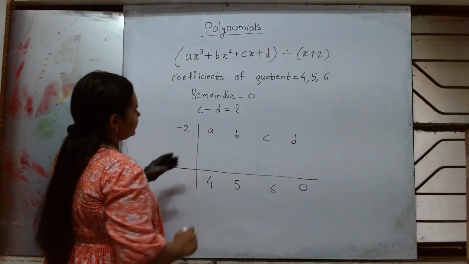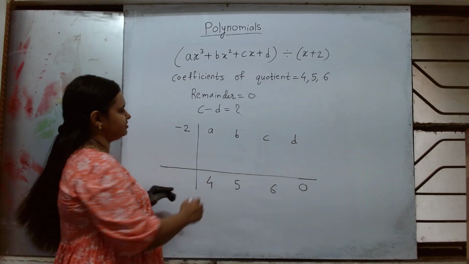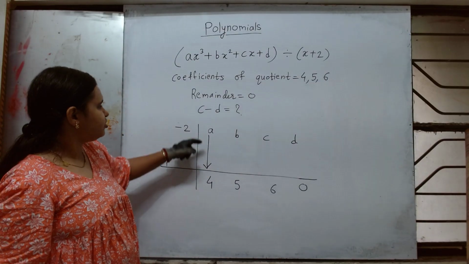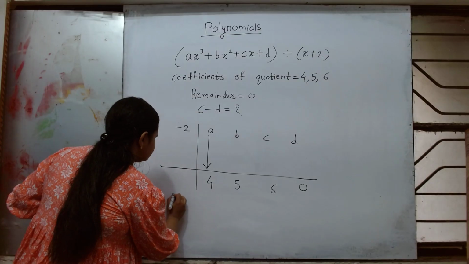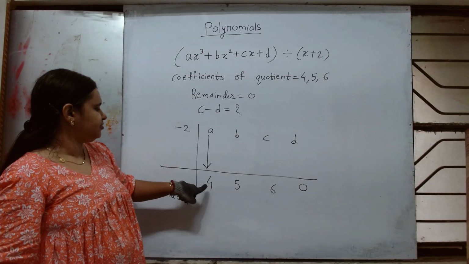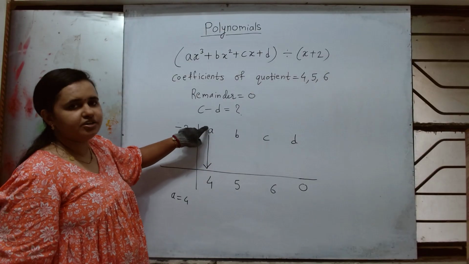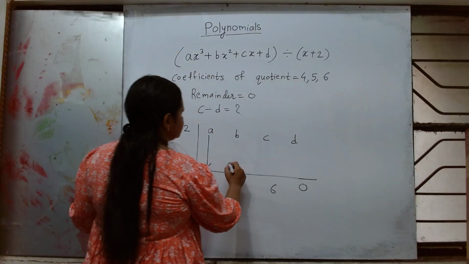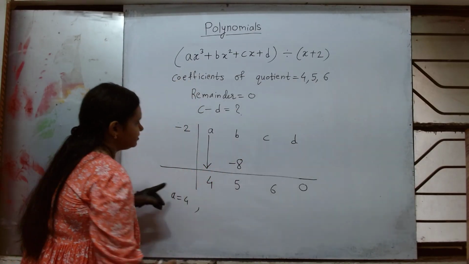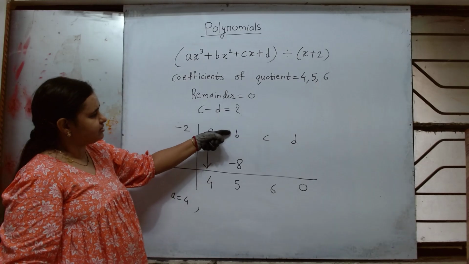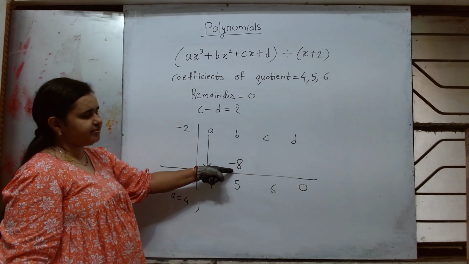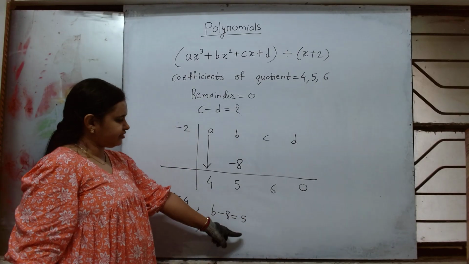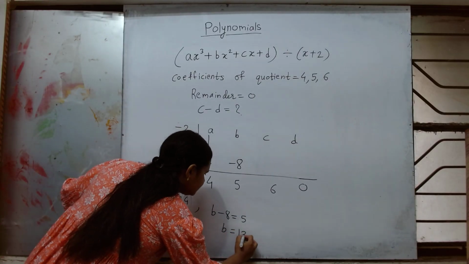So what is it? First, the first term we write as it is. So if we write the first term as it is, here it is 4. So a will be equals to 4. Now minus 2 multiplied by 4, it is minus 8. Now here we add, so we will get b minus 8. b minus 8, as coefficient is given 5, so b will be equals to 13.